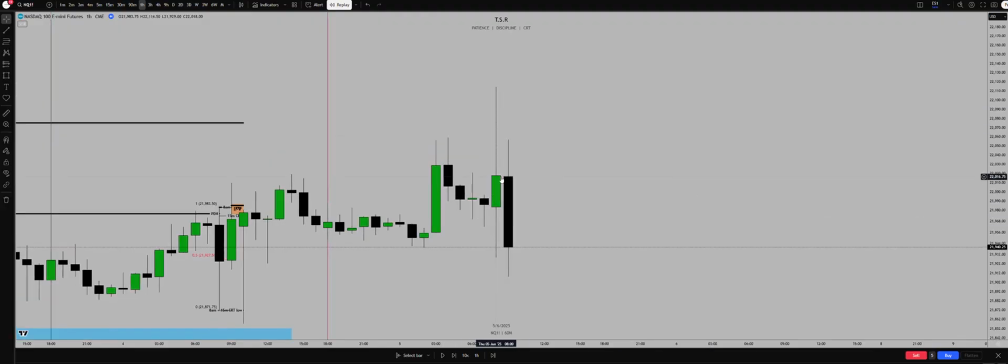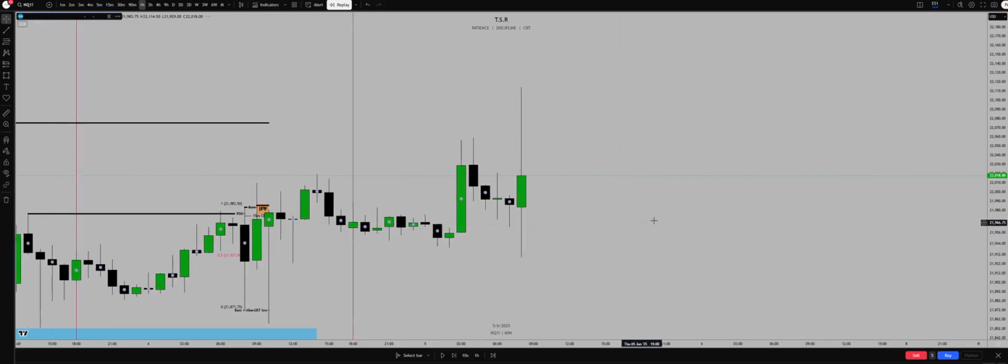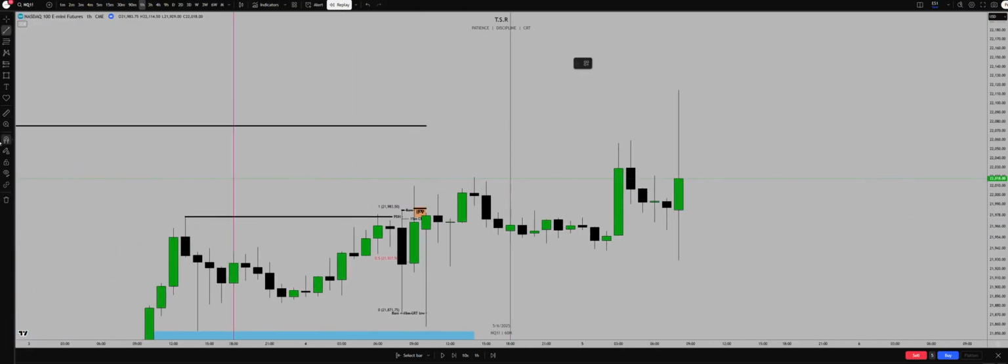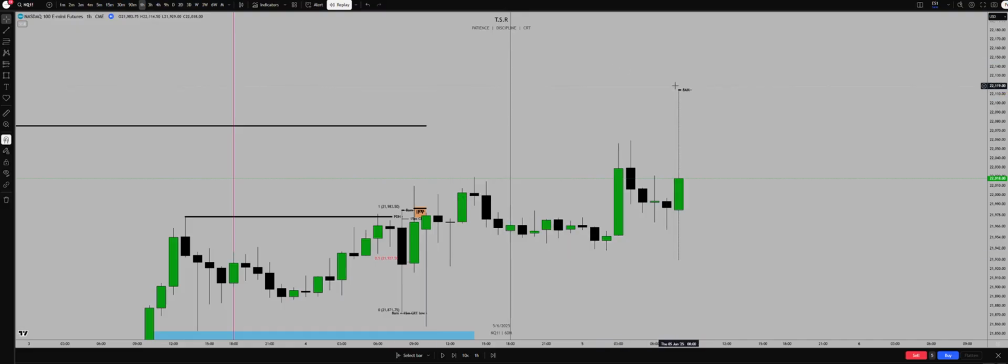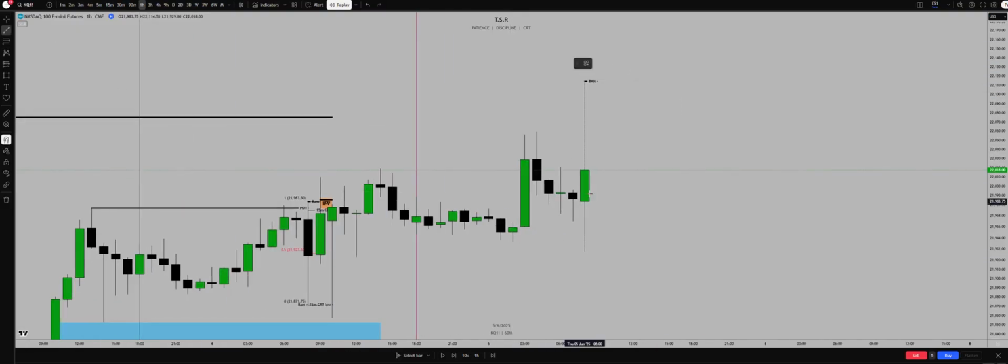We got the 8 a.m. range low, 8 a.m. range high. Okay? Let's draw this out. And let's just remove the 9 o'clock candle. Make everything simple here. 8 a.m. high right over here. 8 a.m. low right over here.